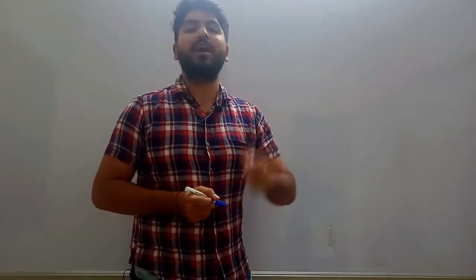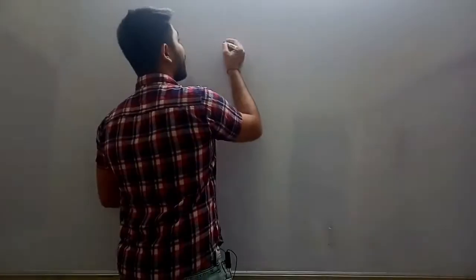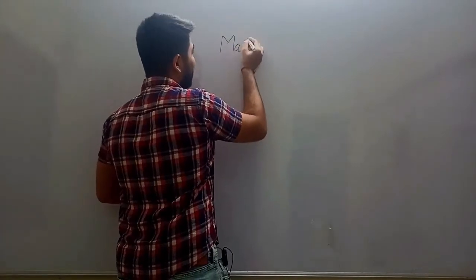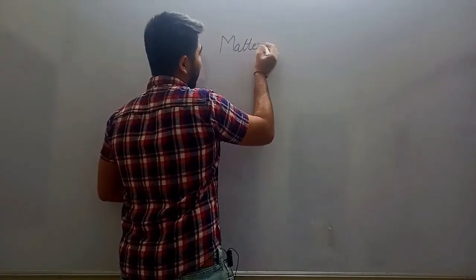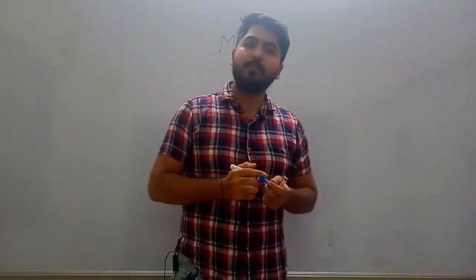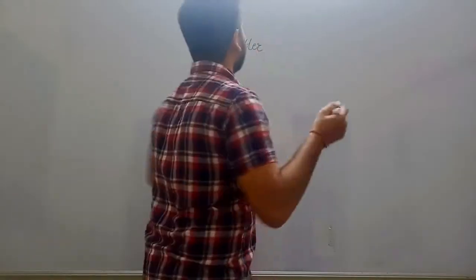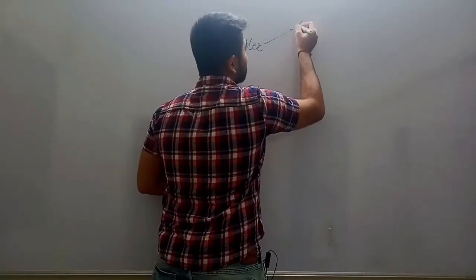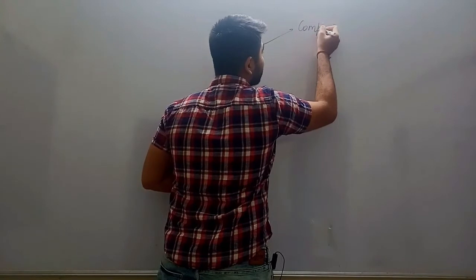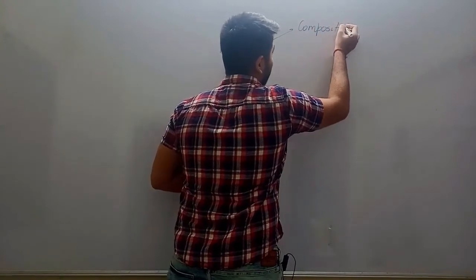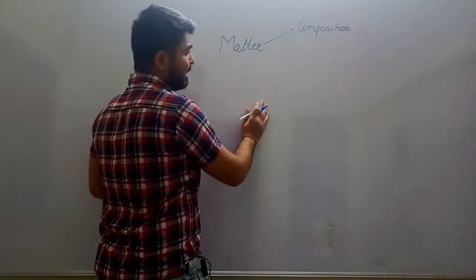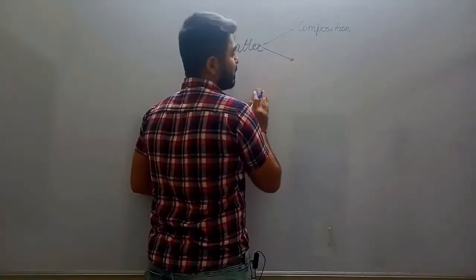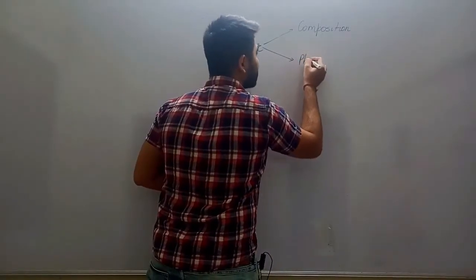So now let's see how we can classify matter. Matter can be classified on two different bases. We can classify matter in two ways. First, we can classify matter on the basis of its composition, that is, what it is made of. And second, we can classify matter on the basis of the physical states.